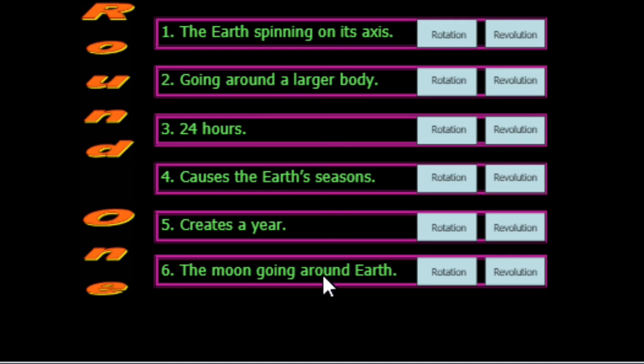And the moon going around the Earth. Well, the moon is going all the way around. It doesn't say it's spinning, it's going around the outside. So the moon going around the Earth is also a.